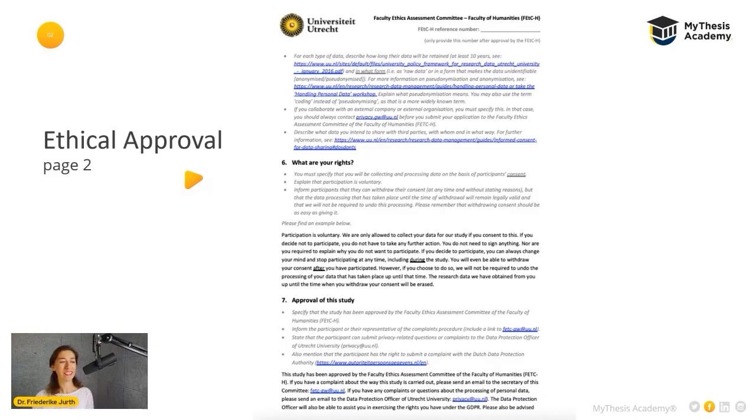Then you have the approval of the study, and here, namely, you need to specify that the study already has been approved by the Faculty Ethics Assessment Committee, and you also declare that you informed the participants or their representatives about the right to submit further questions.